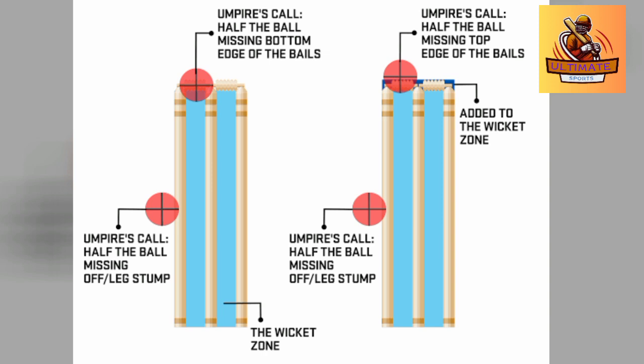If the center of the ball was outside what is called the impact zone, as it struck the batter, an umpire's call is returned. Similarly, if less than half of the ball is projected to go on to hit the stumps, the on-field call will also be upheld. If an LBW decision is upheld on umpire's call, the team that took the review does not lose it.